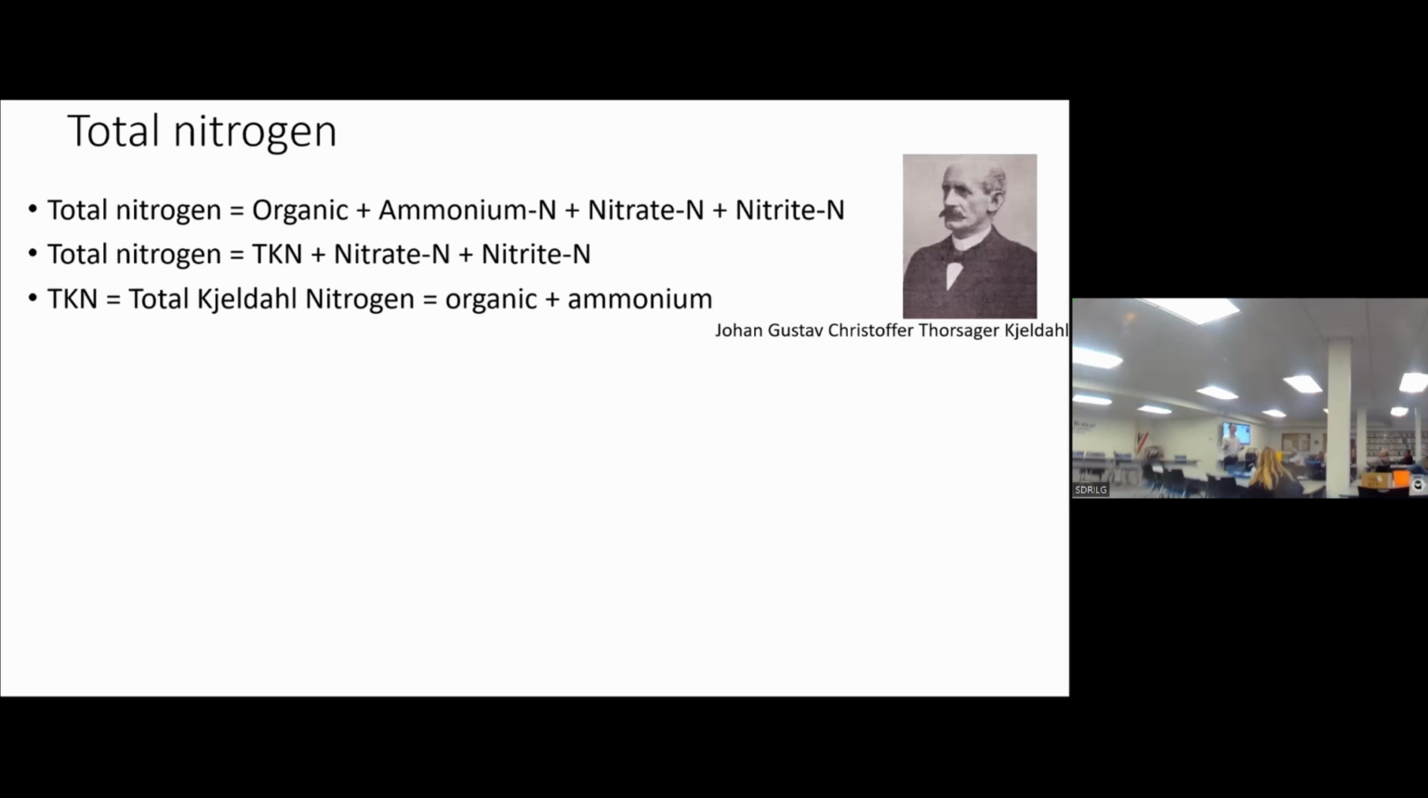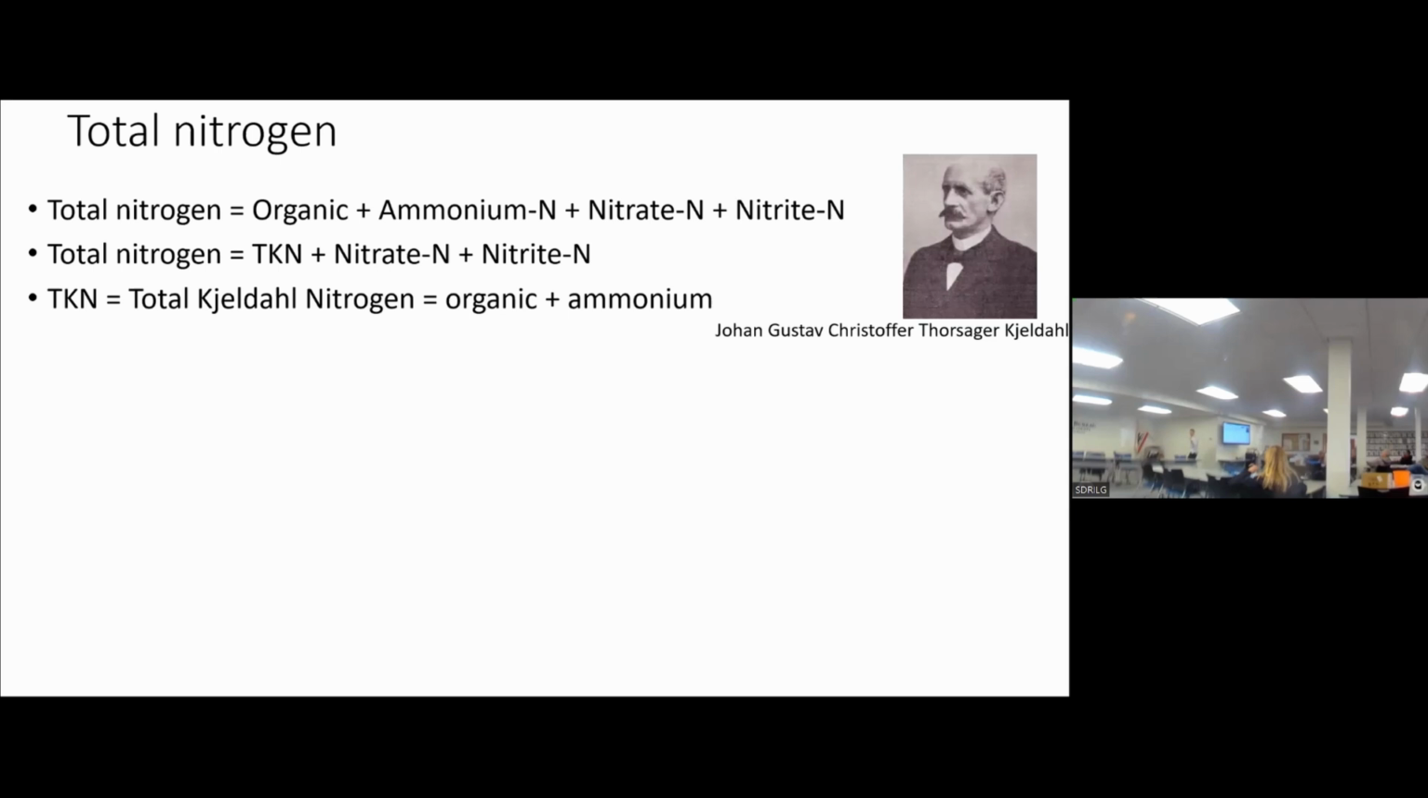But what if there was some ammonium already in that solution? So basically this TKN means organic plus ammonium. We don't know which one is which. But maybe there was some ammonium and then there was some proteins and we digested everything and the protein also became ammonium. And now we measure all the ammonium. And so it's these two. So sometimes you will find that total nitrogen is TKN plus nitrate plus nitrite.